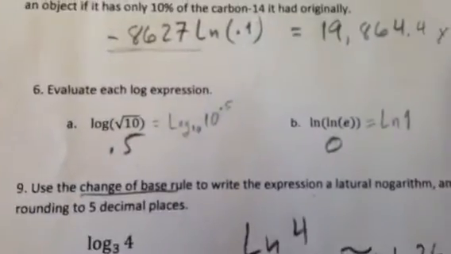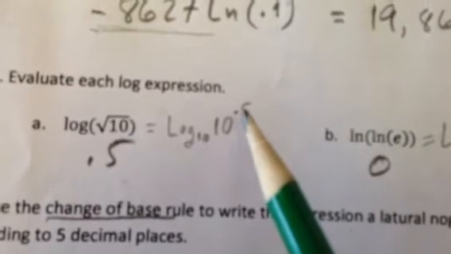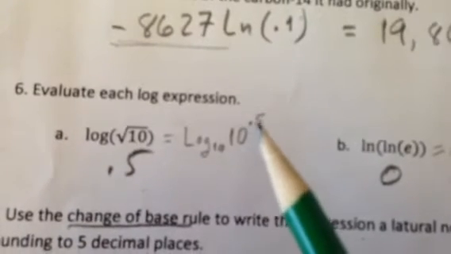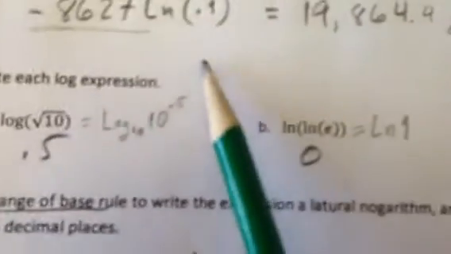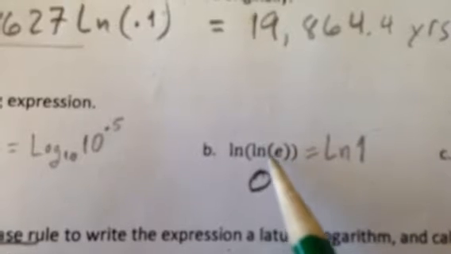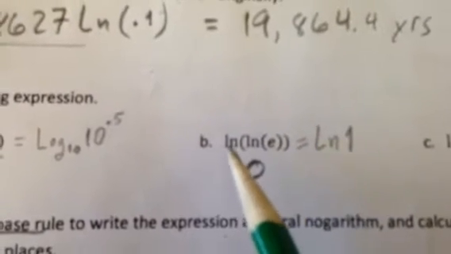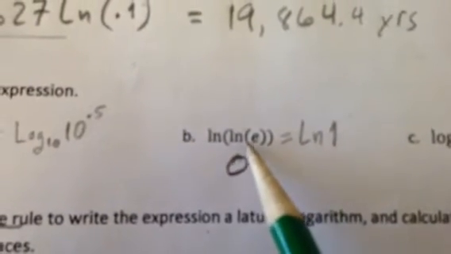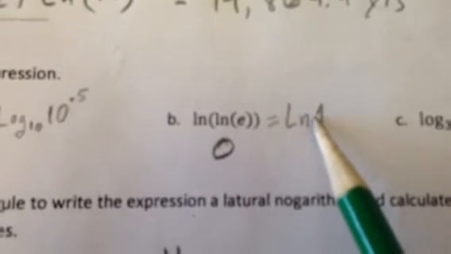Okay, let's do these evaluating logs. This is log base 10 of 10 to the 1/2. So that just gives me 0.5. It's just that exponent when the base of the log is the same as the base here. This is taking the natural log of 1. Natural log of e equals 1. So this inner natural log is equal to 1. So natural log of 1 equals 0. e to the 0 equals 1. It's the snail pattern there.